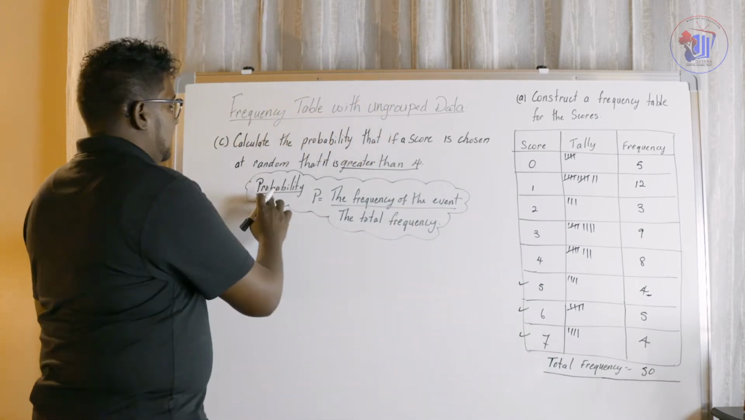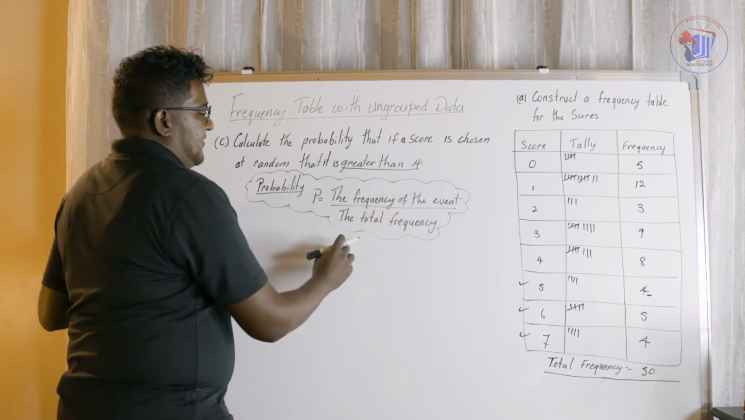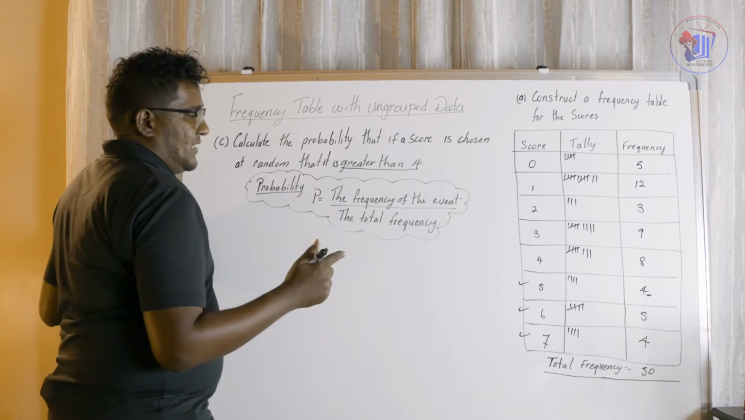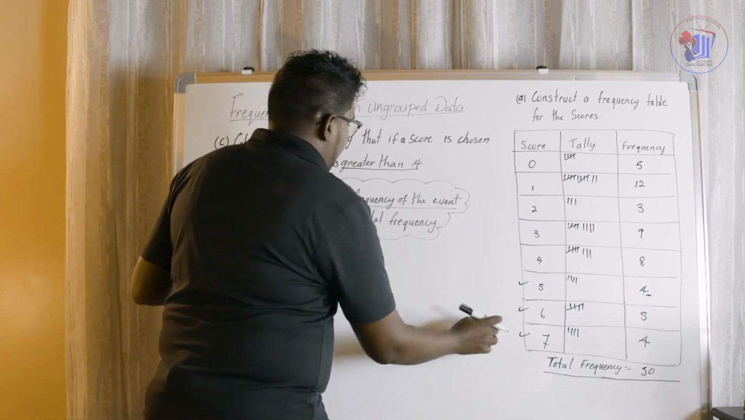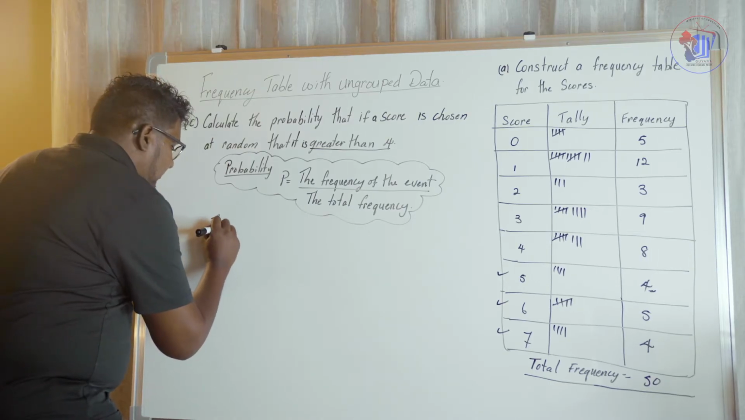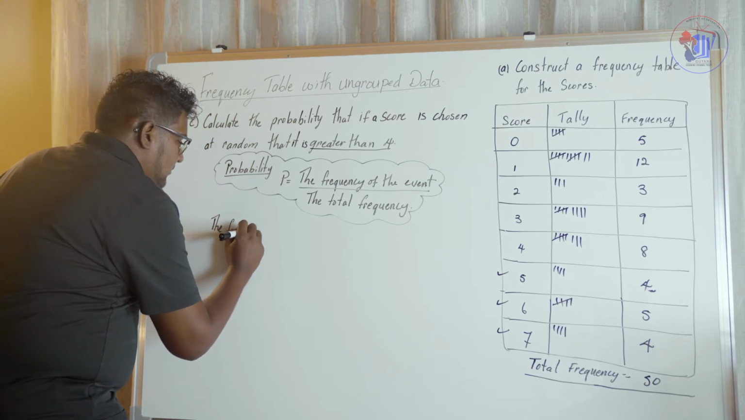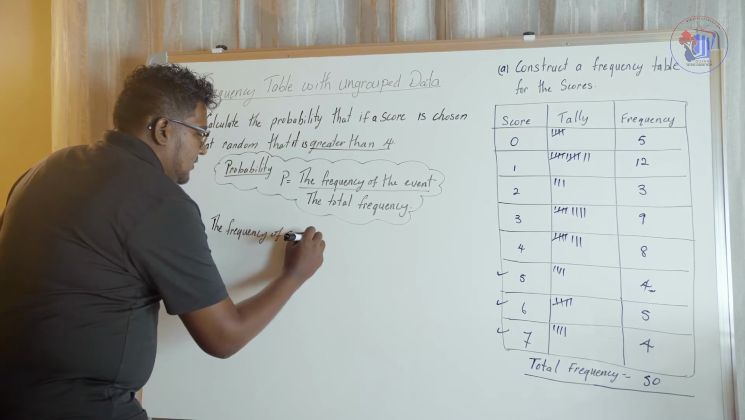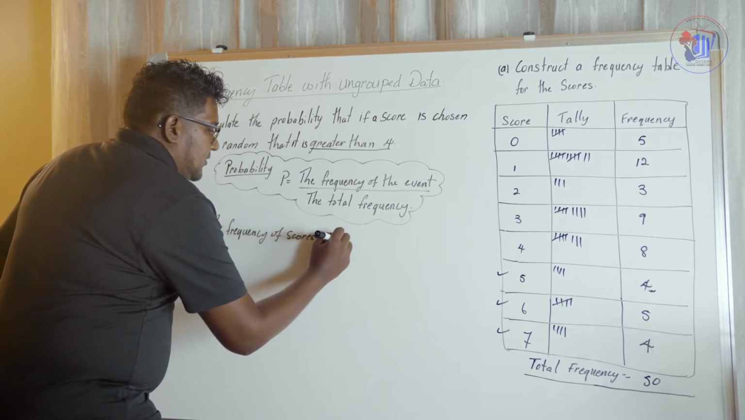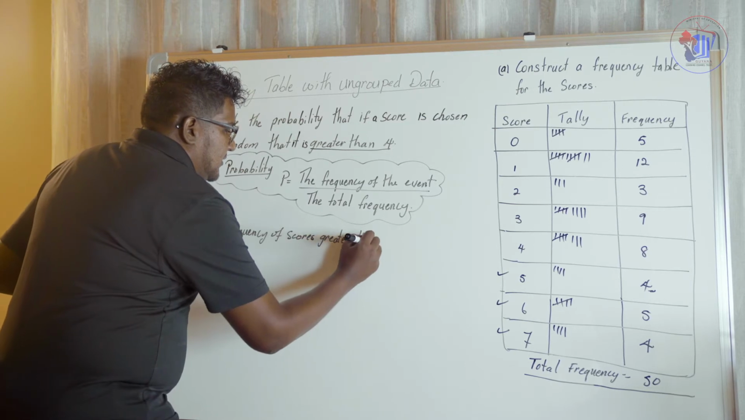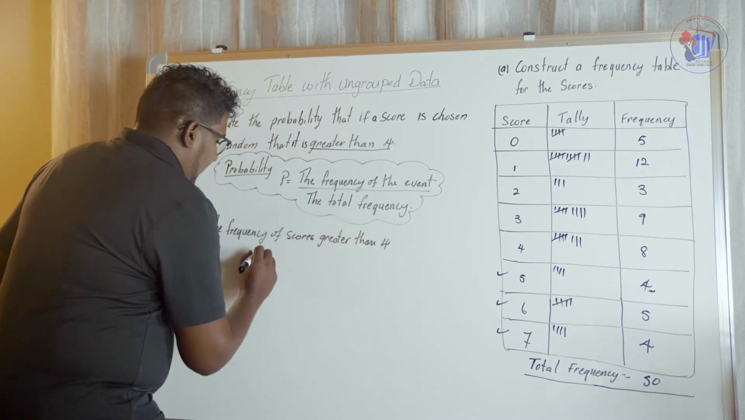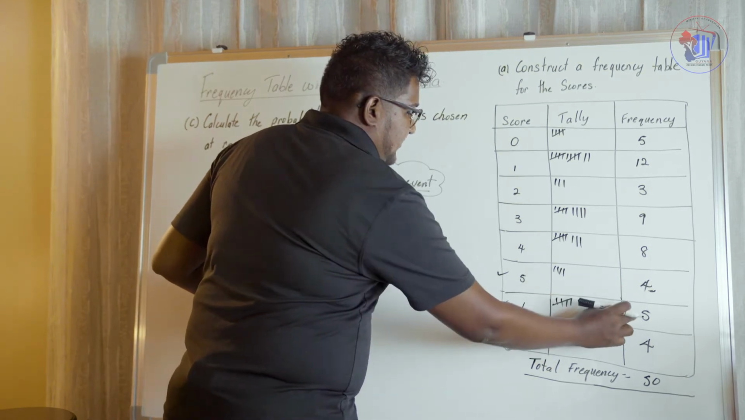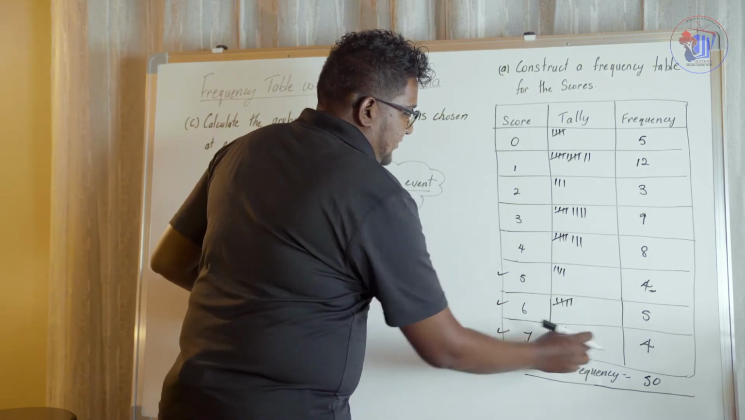So to find the probability, P is equal to the frequency of the event divided by the total frequency. But in this case, we don't have one event, we have 3 of them. So the frequency of scores greater than 4 is going to equal, the frequency here is 4, the frequency for 6 is 5, and the frequency for 7 is 4.